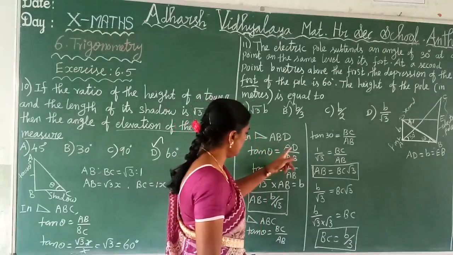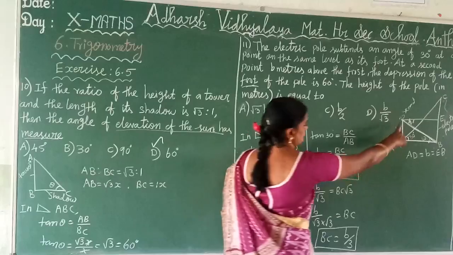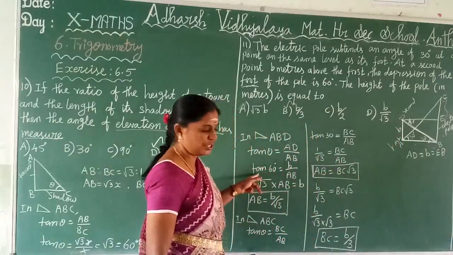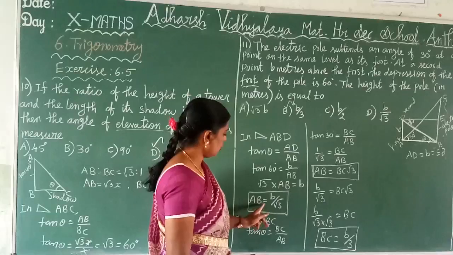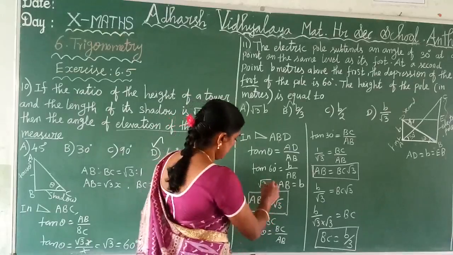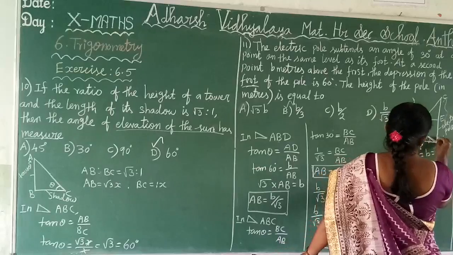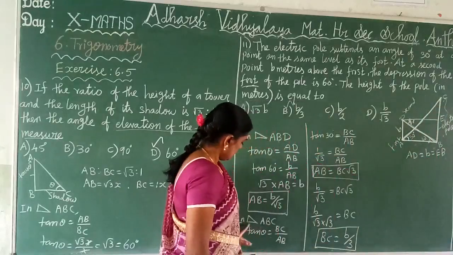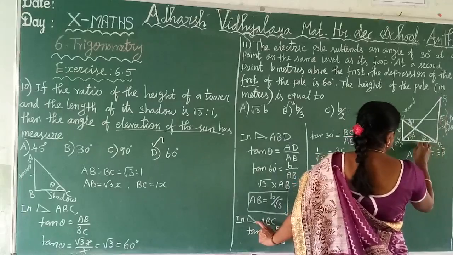Applying tan theta means AD by AB. Tan 60 degree is equal to AD, which is B, by AB. The table value of tan 60 degree is √3. Cross multiply: √3 into AB equal to B. So AB equal to B by √3. That is the AB answer. Next select the right angle triangle ABC. Here 30 degree is theta, with this one the opposite side and this one the adjacent.